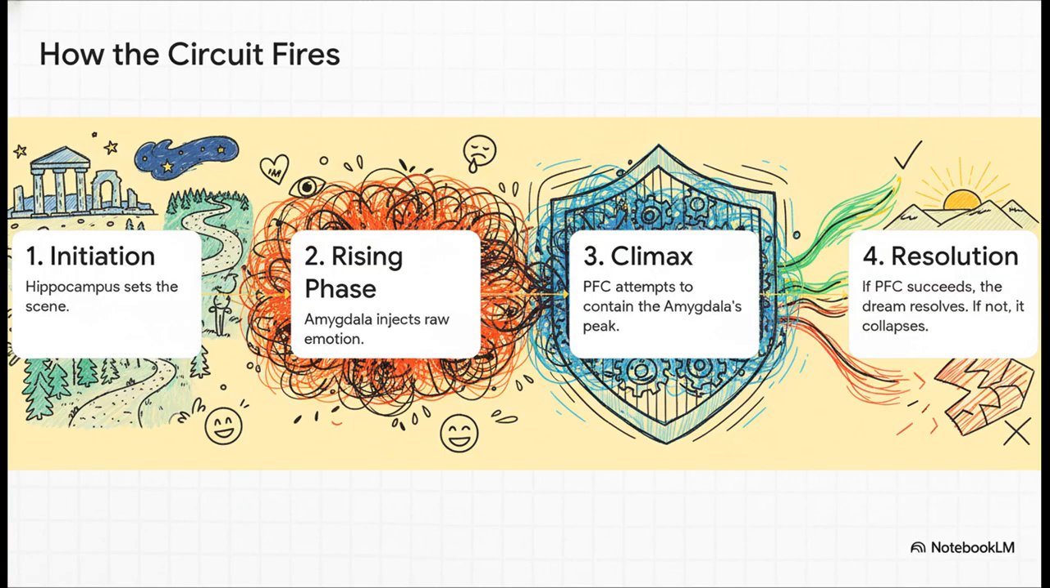First, the hippocampus sets the scene. Then, the amygdala comes in and injects that raw emotion, the fear, the joy, the urgency. At the climax, you can see them all firing together, and that PFC is working like a shield, desperately trying to contain the amygdala's emotional explosion. If the PFC wins, you get a nice, peaceful resolution. If it fails, the whole dream collapses.